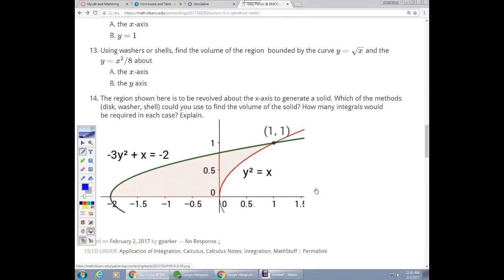Now, in my opinion, disk and washer are kind of the same thing. It's the same technique. Washer just has a hole in the middle. Could be used to find the solid. In either case, how many integrals are we going to need? So what we're going to do is worry about setting it up both ways, just like we did a minute ago, and try and decide what to do from there.